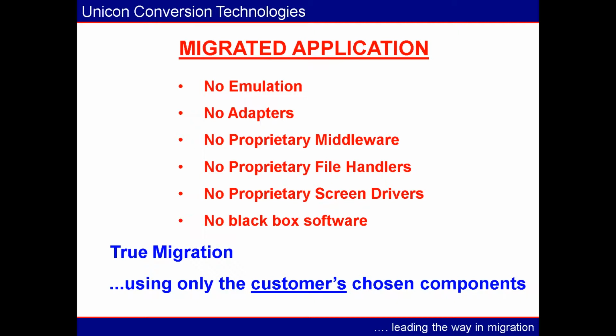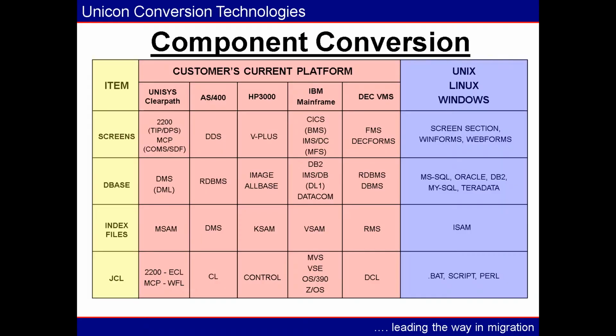customer's chosen component set. The new component set will comprise only the customer's chosen components. Screen mechanisms such as ASPX web forms or Java server pages, programming languages such as Visual COBOL, C# or Java, JCL scripting such as .bat, shell scripts or Perl, and database such as SQL Server, MySQL, Oracle, and UDB. We have the conversion tools to convert the customer's current platform components to the customer's chosen new platform components.